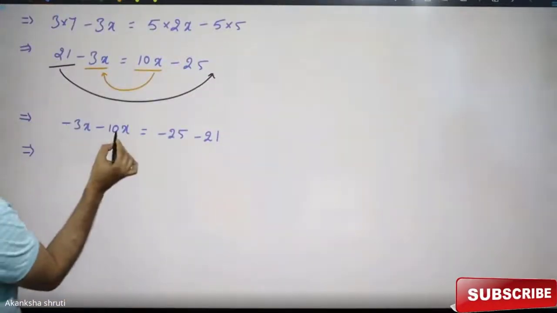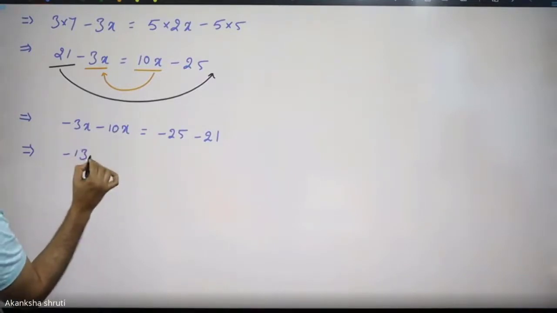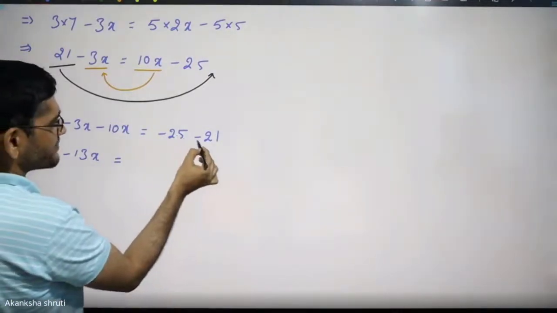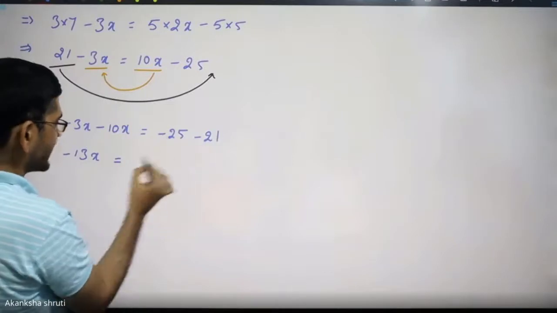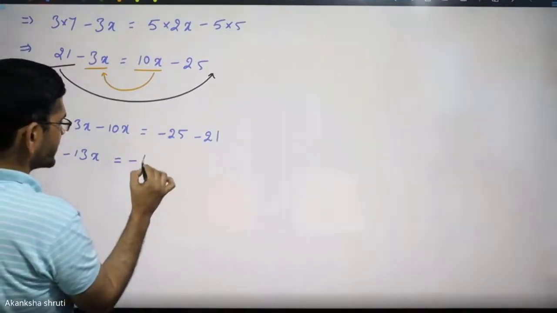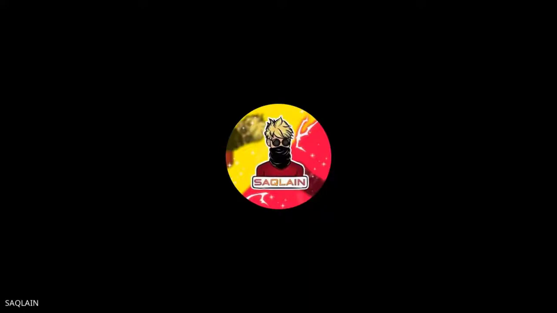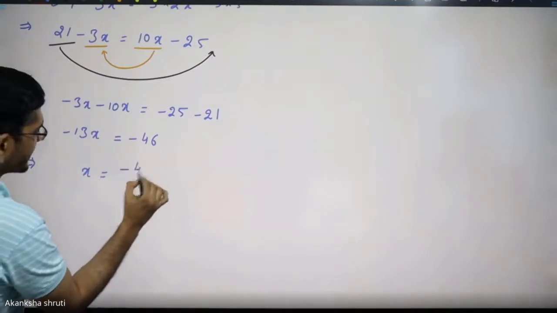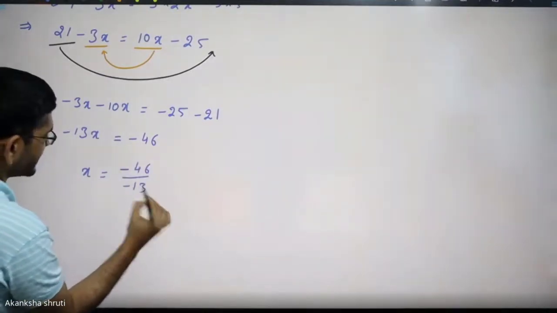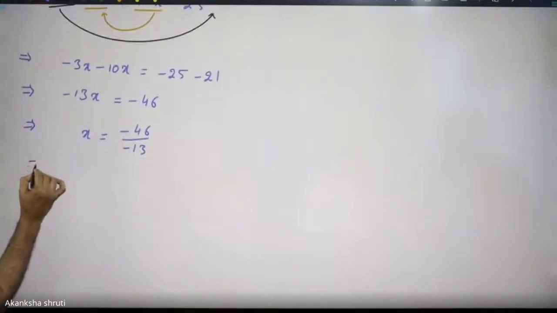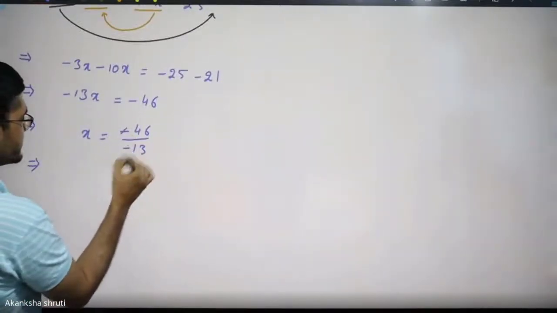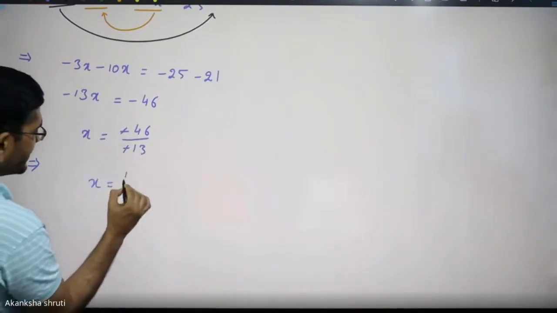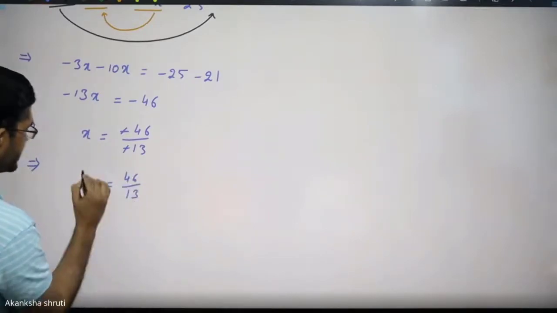So minus 3x minus 10x becomes minus 13x is equals to, this is minus 25 minus 21, both will get added with the negative sign. So it becomes minus 46. Now this x is obtained by dividing this minus 46 by minus 13. Is there anything common? Nothing is common, but this negative sign can be cancelled. So leave this negative sign. It is our 46 by 13.